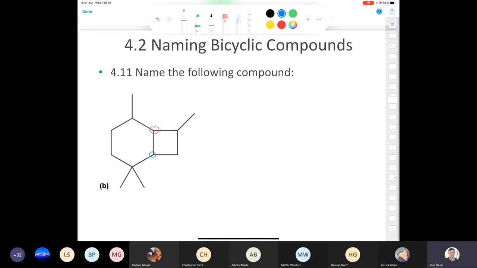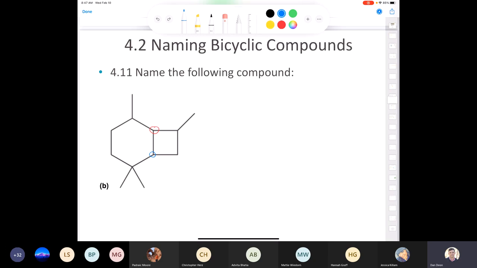Blue. I'm going to start at the one in blue. Exactly. Because here's the longest bridge, right? I'm going to go this way, one, two, three, four, five, like that. If I go this way, then I've got a substituent at carbon number one. If I go the other way, if I start on the blue carbon, then I've got one, two, and then I have two substituents on here. So I'd have two, instead of just a two here. And so that's going to be my tiebreaker. So we start on the carbon in blue.